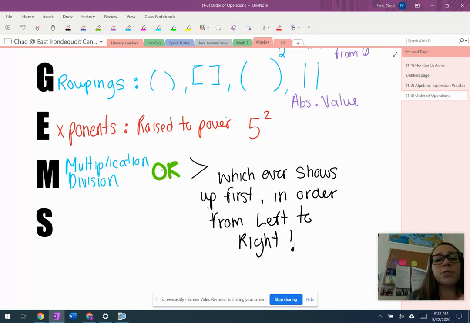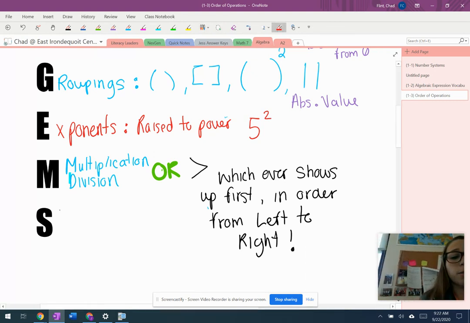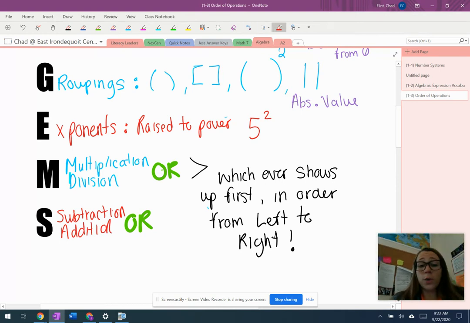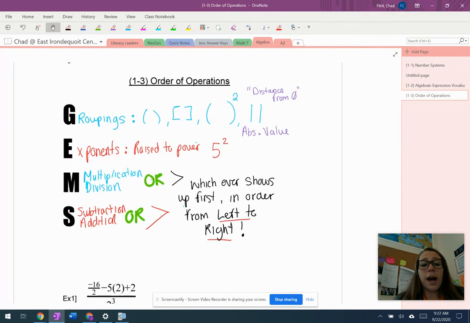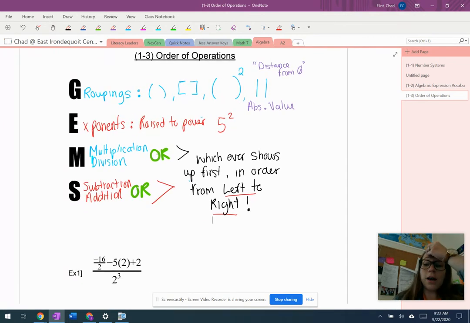And then the S, as you might have already guessed, the S stands for both subtraction or addition. And just with the multiplication and division, it's whichever shows up first in order from left to right. Multiplication does not always come before division, and subtraction does not always come before addition. It's whichever shows up first in order from left to right.